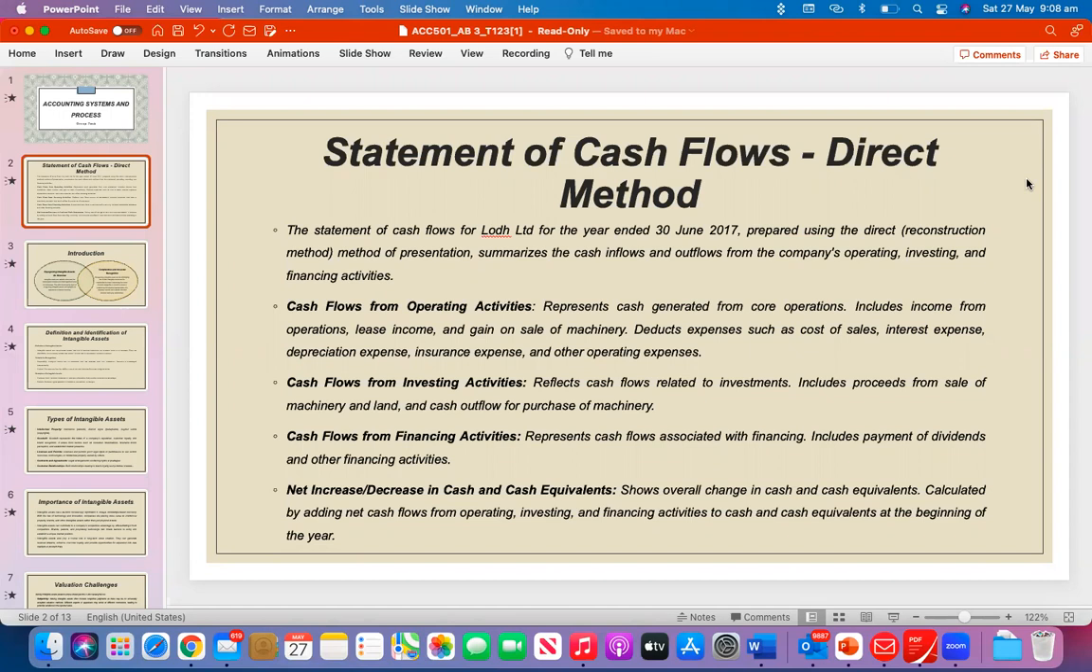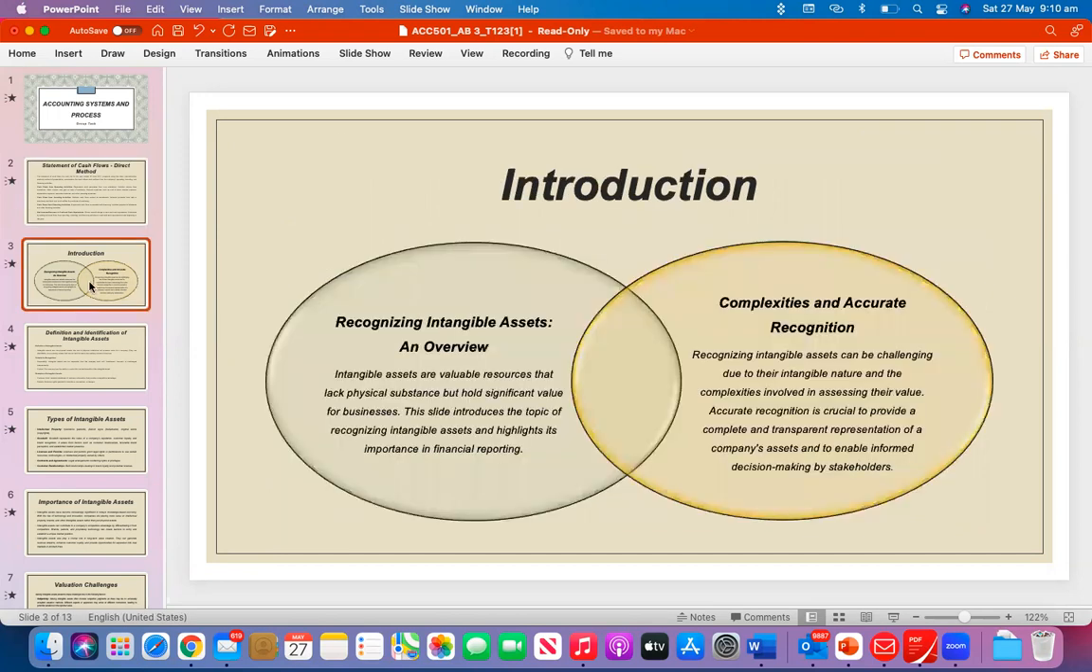The next point is cash flows from financing activities. They represent cash flows associated with financing, which includes payment of dividends and other financing activities. After that, net increase or decrease in cash and cash equivalents shows the overall change in cash and cash equivalents, calculated by adding net cash flows from operating, investing, and financing activities to cash and cash equivalents at the beginning of the year. Moving to the next slide.